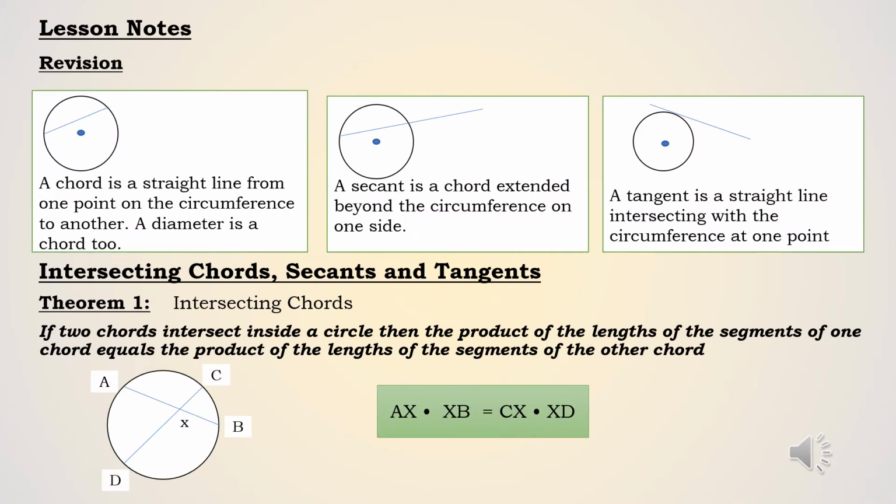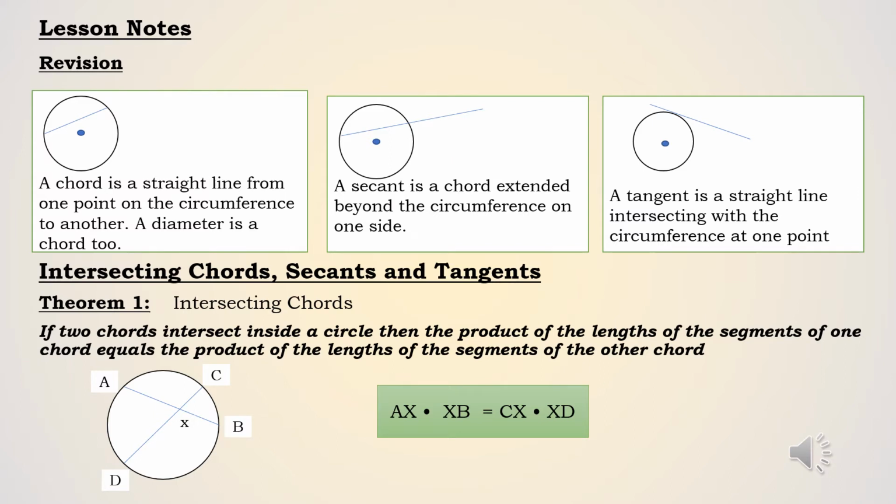Before we begin with our lesson proper, let's do a bit of revision. In the first picture, you can see a chord. A chord is a straight line from one point on the circumference to another. And a diameter is a chord too. And the diameter is the largest chord that is possible.